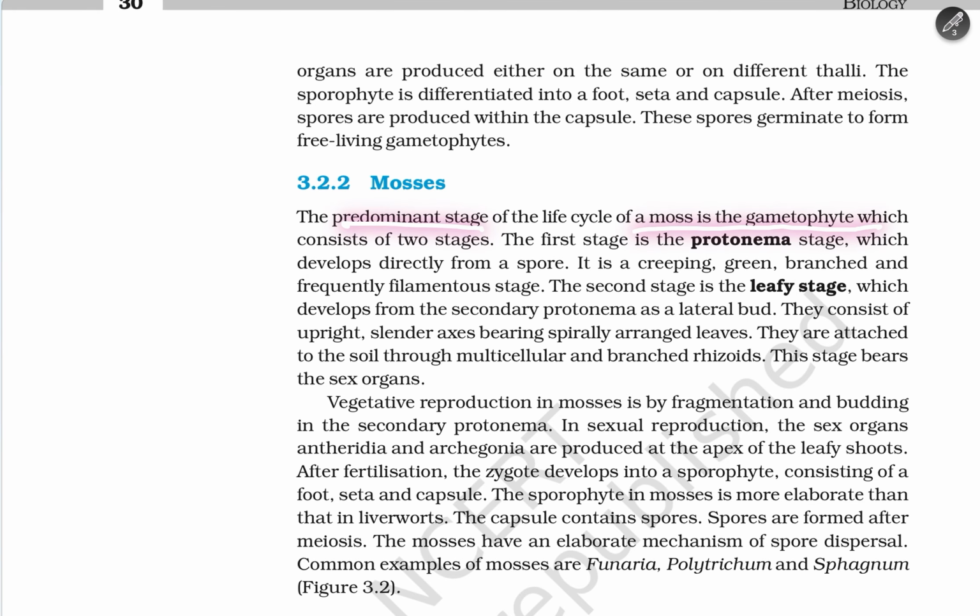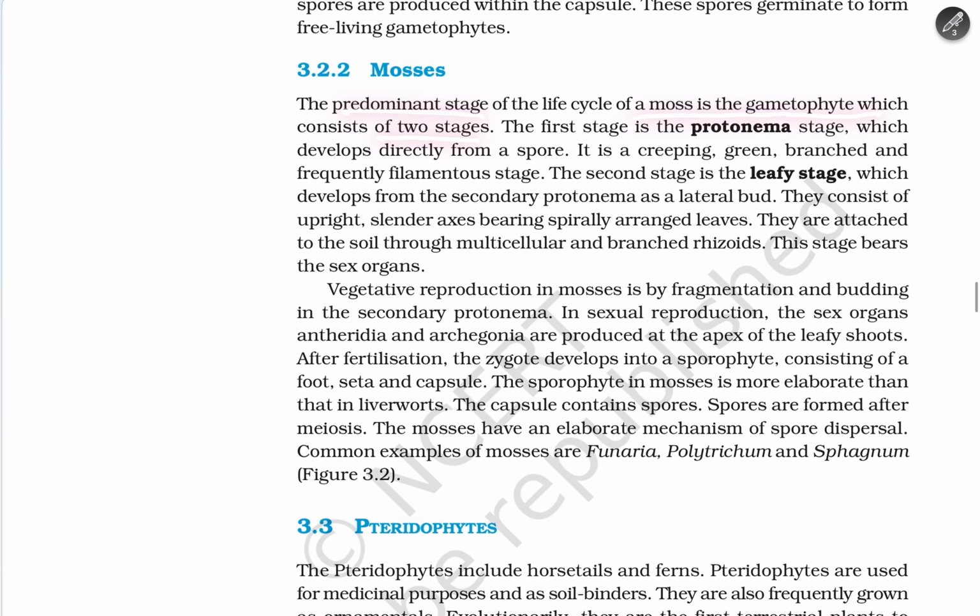Moss gametophytes consist of two stages. The first stage is the protonema stage, which develops directly from the spore. It is a creeping, green, branched and frequently filamentous stage. The second stage is the leafy stage, which develops from a secondary protonema and lateral buds. They consist of an upright slender axis bearing spirally arranged leaves. They are attached to the soil through multicellular branched rhizoids. This stage bears the sex organs.